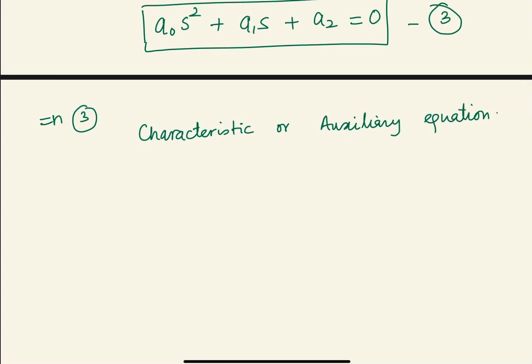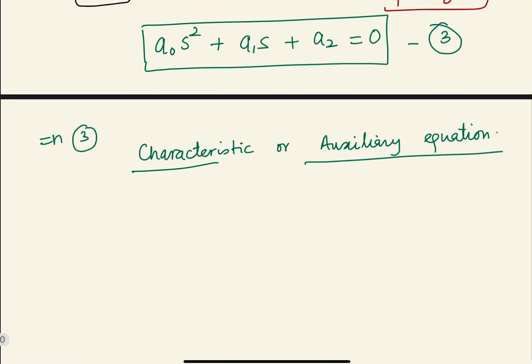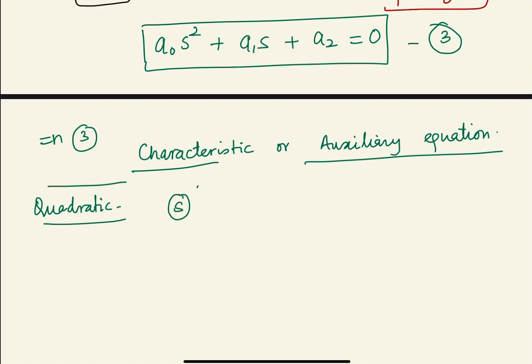Okay, this equation is known as the characteristic or the auxiliary equation. Now this is a quadratic equation. If you see a quadratic equation, we mean any equation which has the highest power of s, or whatever the variable, that is 2. That is why it's called a quadratic equation. So if s1 and s2 are the roots of this quadratic equation, what are they?